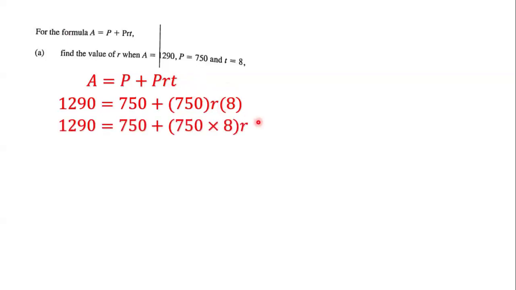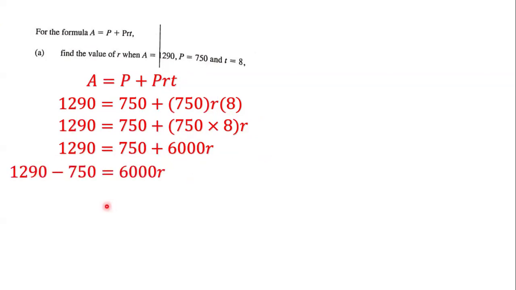Next, what we do is we say 750 multiplied by 8, so we have that right here. And we put R on the outside. And so we have 750 multiplied by 8 is equal to 6,000. So we have 6,000 R. And so we have 1,290 is equal to 750 plus 6,000 R.